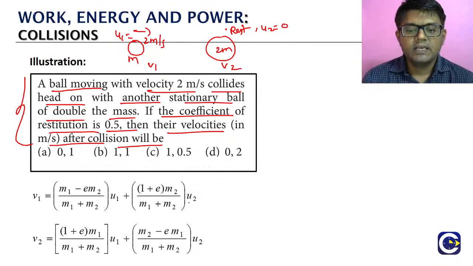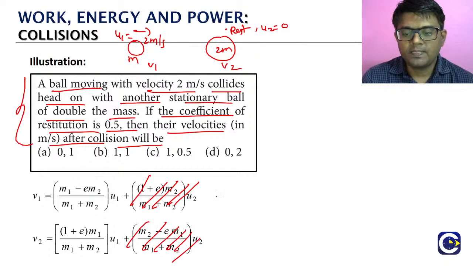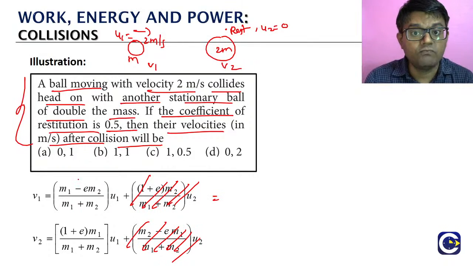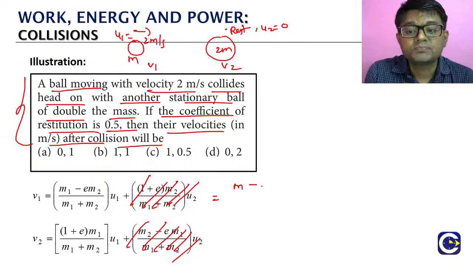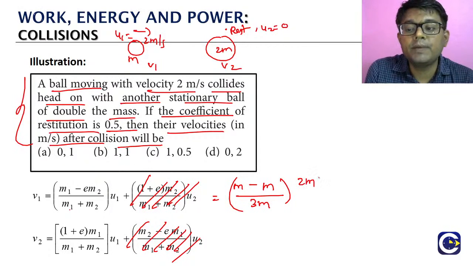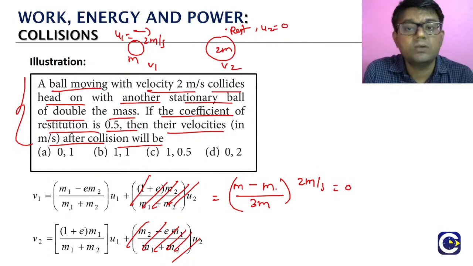See here, U2 is 0, so straight away this is 0. Here also this is 0. Now look at this. V1 will be M1 M minus E into M2. E is 0.5. 0.5 into 2M means that is also M. Divided by M1 plus M2, which is 3M, into U1. U1 is 2 meters per second. But M minus M is 0, right? So that will be 0.